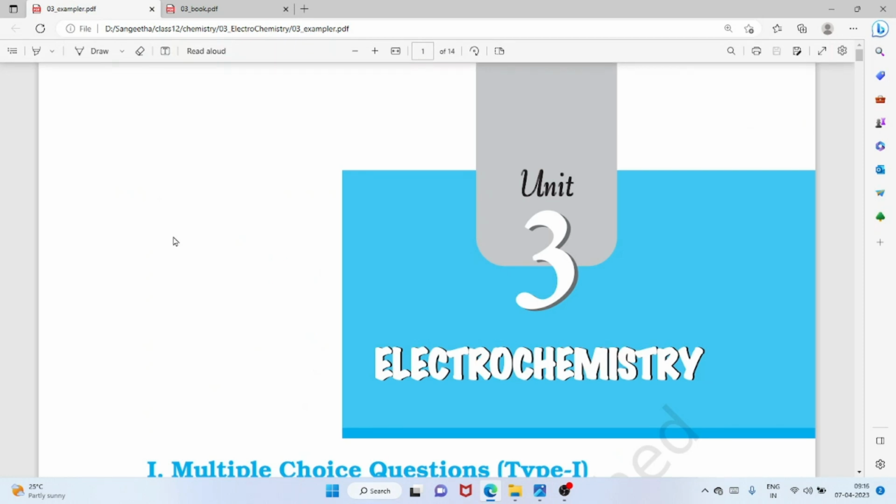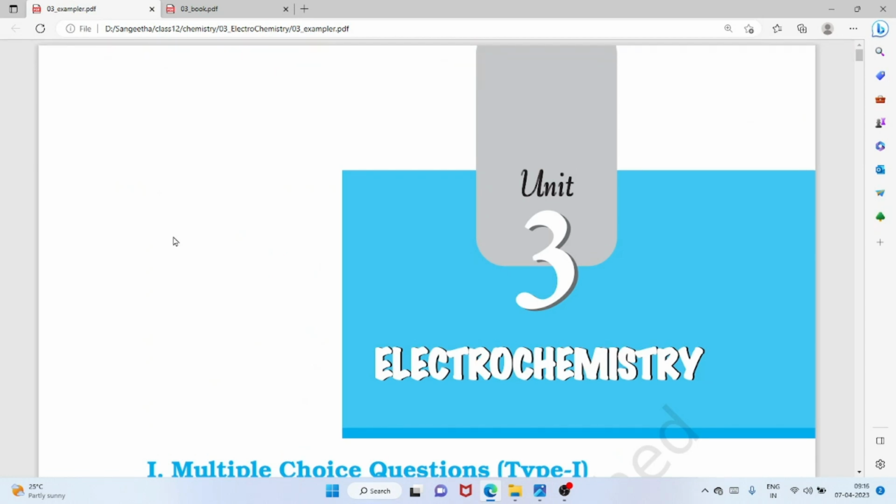Okay, we will go through the Exemplar questions in the electrochemistry chapter. Before going through it, I will show you some basic information from the book.